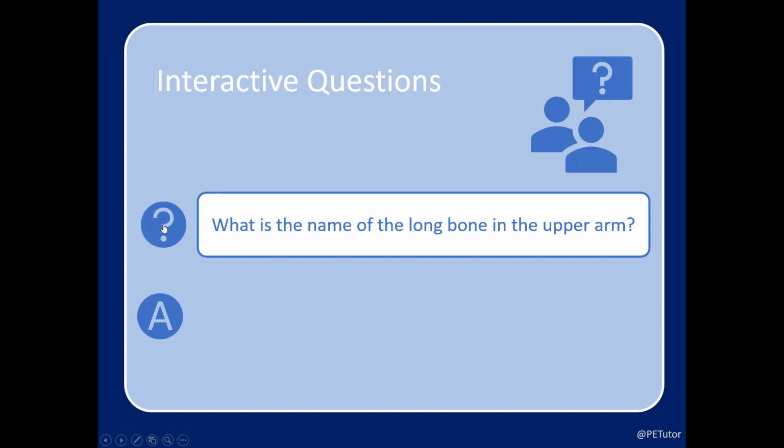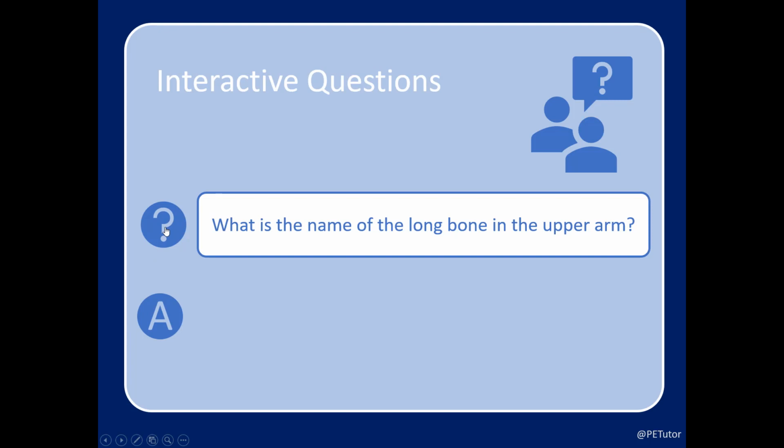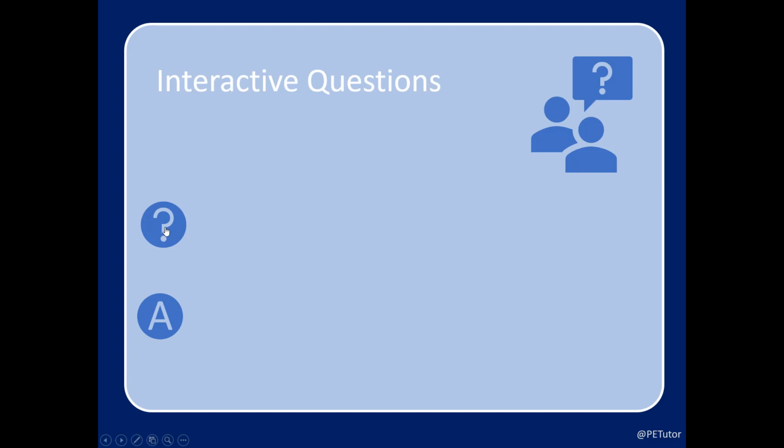Students have some time to think about this, and then when they're ready to give their answer, they will give their answer, and they will check their answer by pressing the A. And the answer to this one is humerus. Click on it again and it disappears. We click on the question, it disappears. So that's the very simple structure of how interactive questions work in PowerPoint.